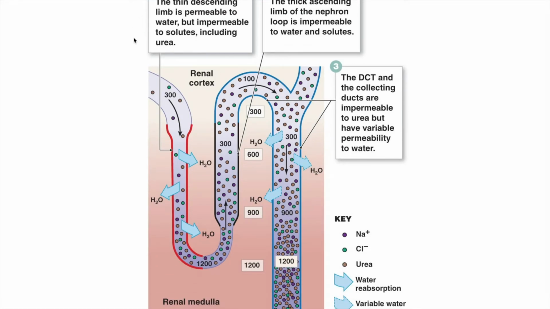And this is showing again, so in the loop of Henle it is concentrated, but then as it moves through the ascending limb it becomes less concentrated, and then depending on the needs, the distal convoluted tubule and the collecting duct have variable permeability to water depending on basically how much water you're drinking. So if you're drinking a lot of water, you won't reabsorb water and your urine will be clear. If you're not drinking enough water, you'll reabsorb most of the water and you'll have very concentrated urine.